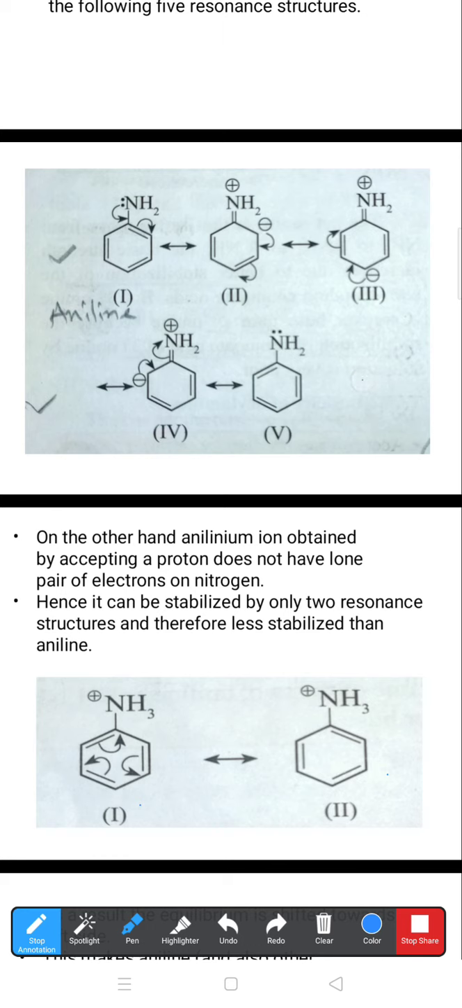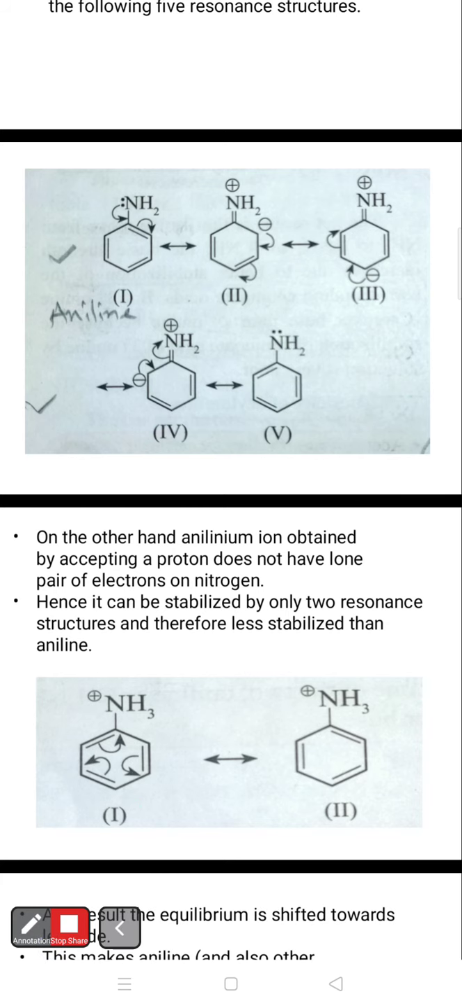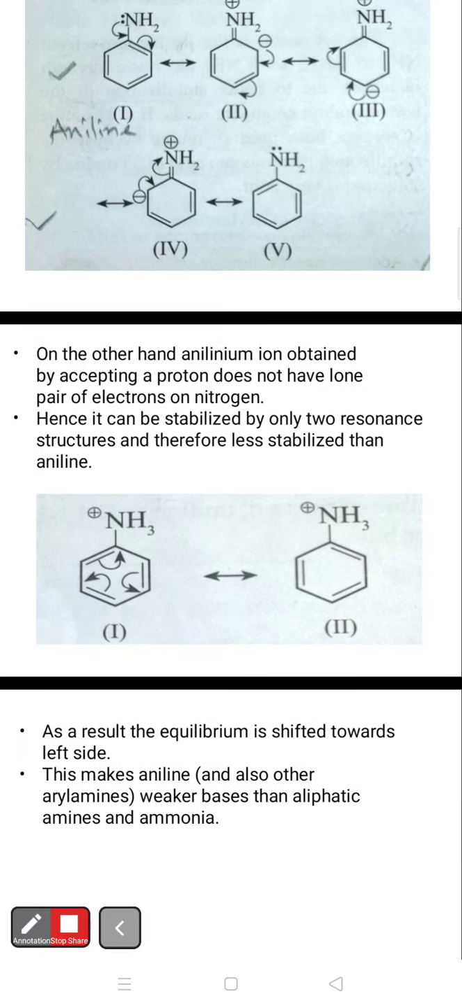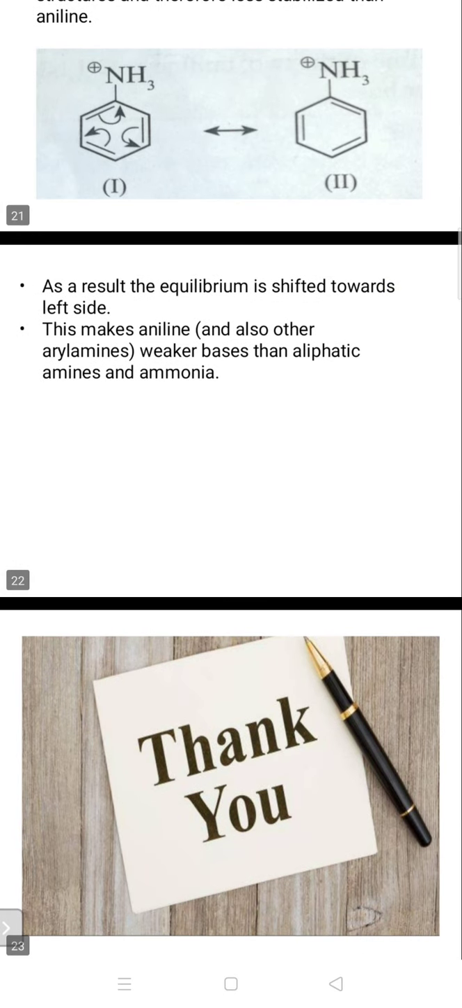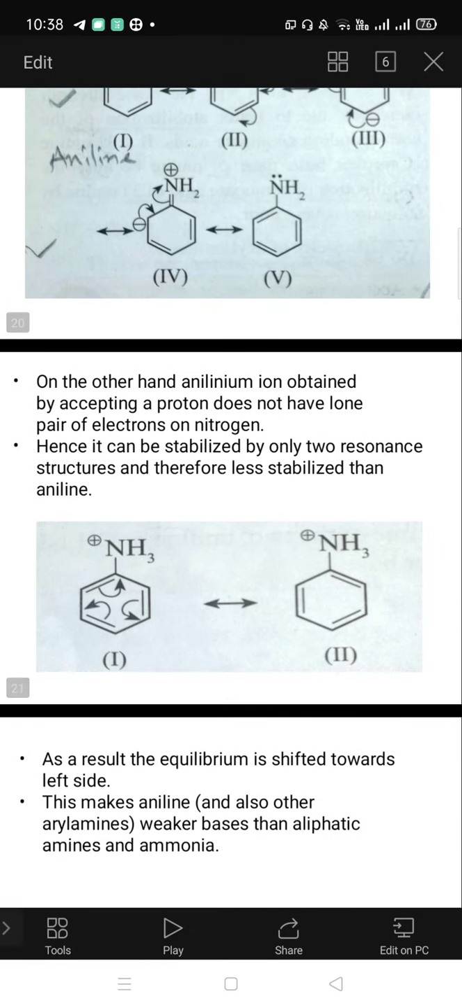From this you can understand that in case of aniline there are 5 structures in total, and we can see that by shifting of the electrons involving the nitrogen, but here there is no involvement of the nitrogen. That's why these are less stable than aniline. So this is the basic reason. As a result, the equilibrium shifts toward the left side, and it makes aniline and other aryl amines weaker bases than the aliphatic amines as well as ammonia. Sometimes they can ask this as a scientific reason also, so you have to prepare in that way.